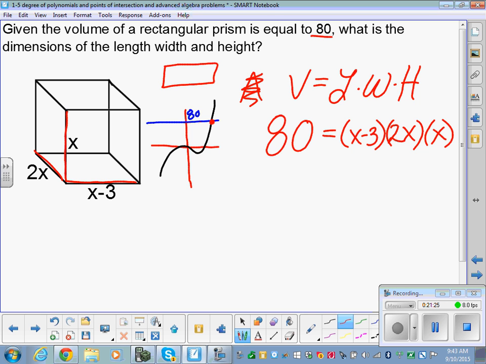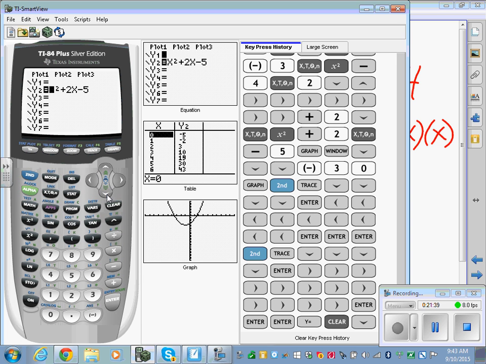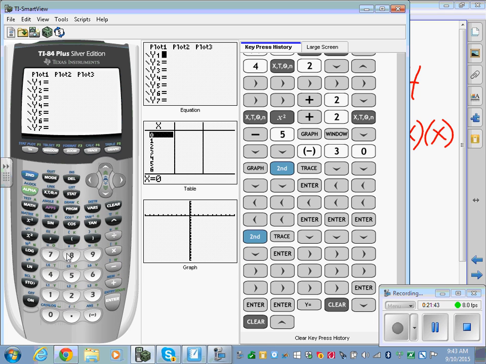Okay. So let's type this into our calculator. We need to type in these two different functions, though. This is a function. It's a straight line at 80. And then this is x minus 3 times 2x times x. Now, you can just type it into your calculator like that if you want. So you'll go to y equals. Clear those out. So our first function is 80. So I'm going to just type in 80.